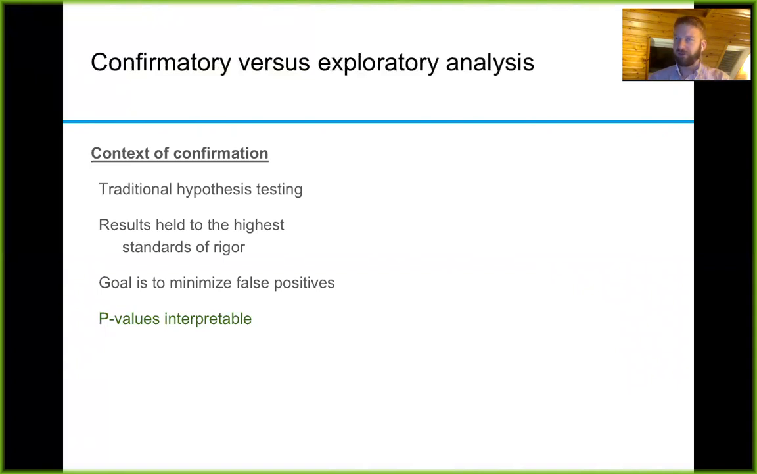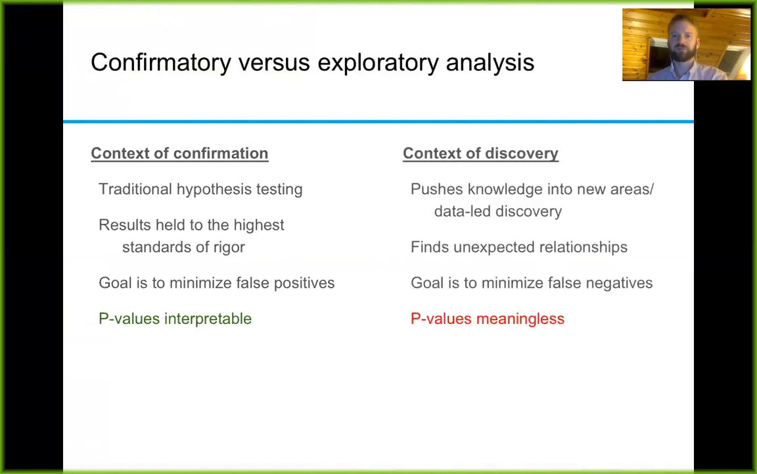The result of this is a p-value that's interpretable, that makes sense, and it's being used the way it should be used. When you're in discovery mode, you're really looking for something unexpected. You're pushing knowledge into new areas. You're using data-led discovery. You find something unexpected. You do want to minimize false negatives in this case. You don't want to miss an exciting new discovery. You don't want to miss the next penicillin or whatever it is.